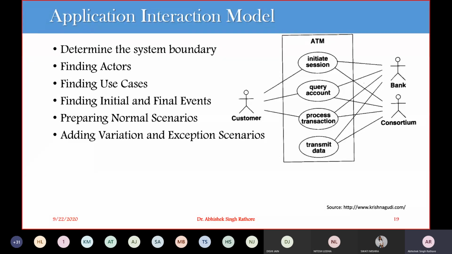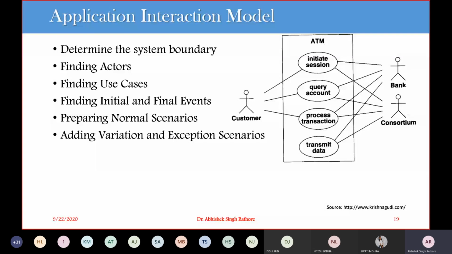Then we have transmit data. For this transmit data, the initial event could be triggered by your customer's request for account data, or another possible event could be the recovery of our network or power or another kind of failure. And then the final event is just a successful transmission of data. So these are different types of initial events and final events associated with different use cases.